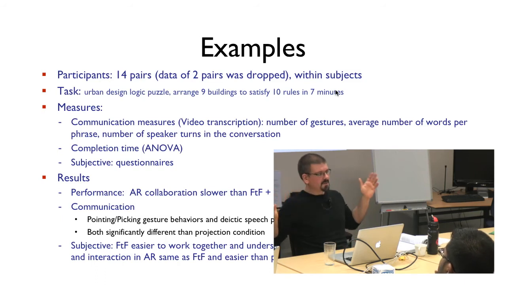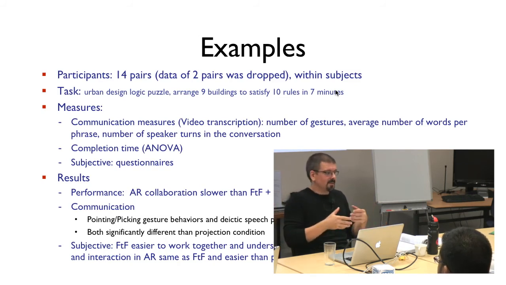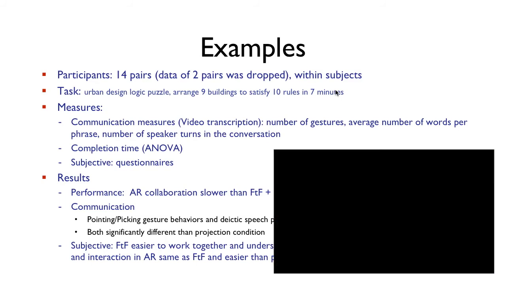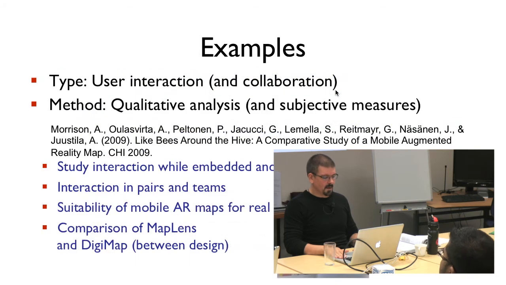Again, these are just examples to give you ideas what kinds of research have been done, especially for augmented reality interfaces, but could probably inspire you as well in finding interesting research questions or ways of studying your research in the end. Again, task completion time as well, analyzed with analysis of variance. So this is quite common in HCI research.